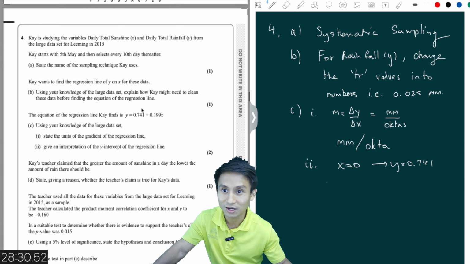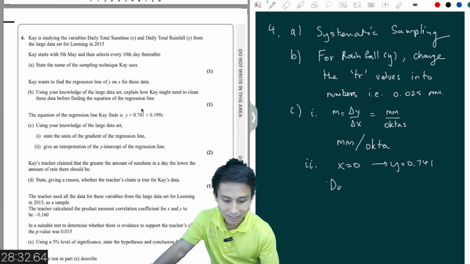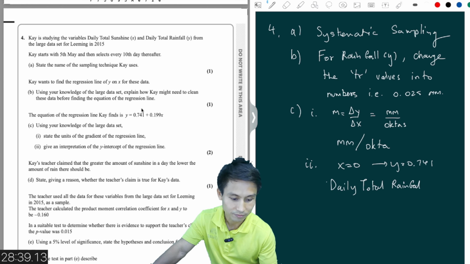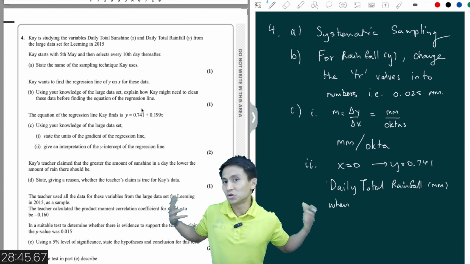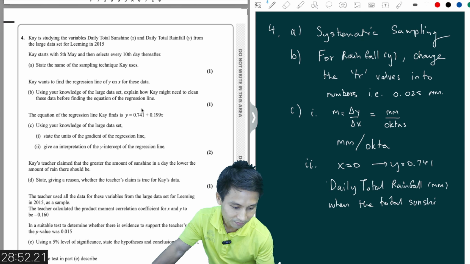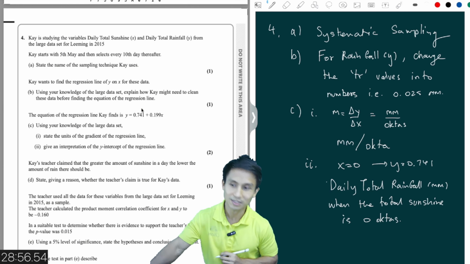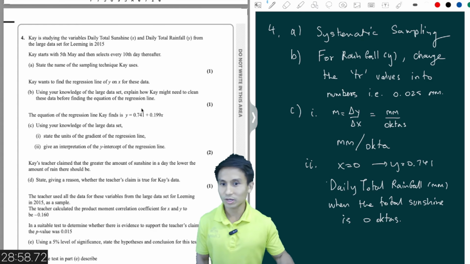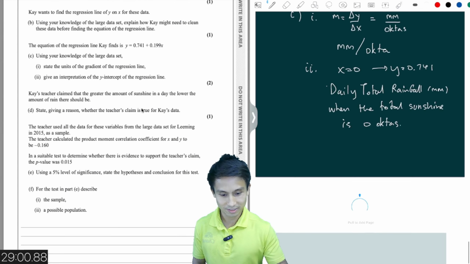So it's the daily total rainfall in millimeters when there is no sunshine, or when the total sunshine is 0 octas. Basically that. Okay, this is a good one actually.